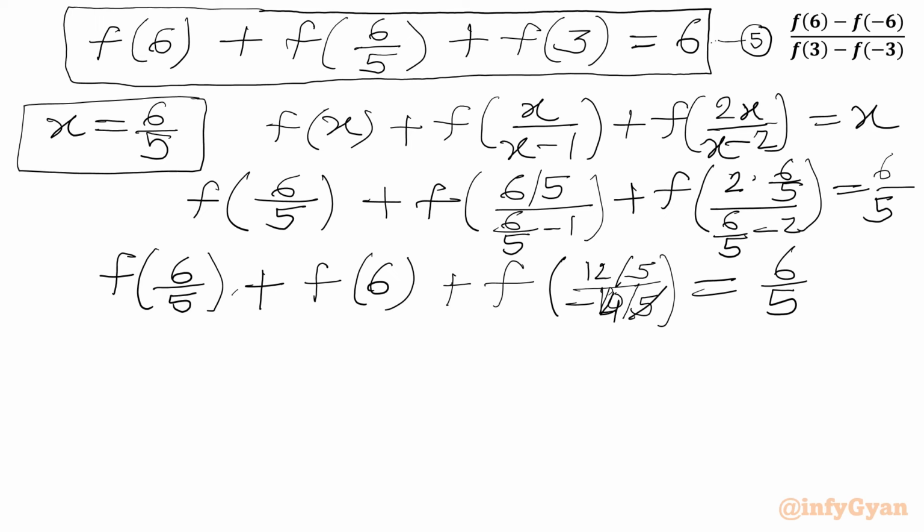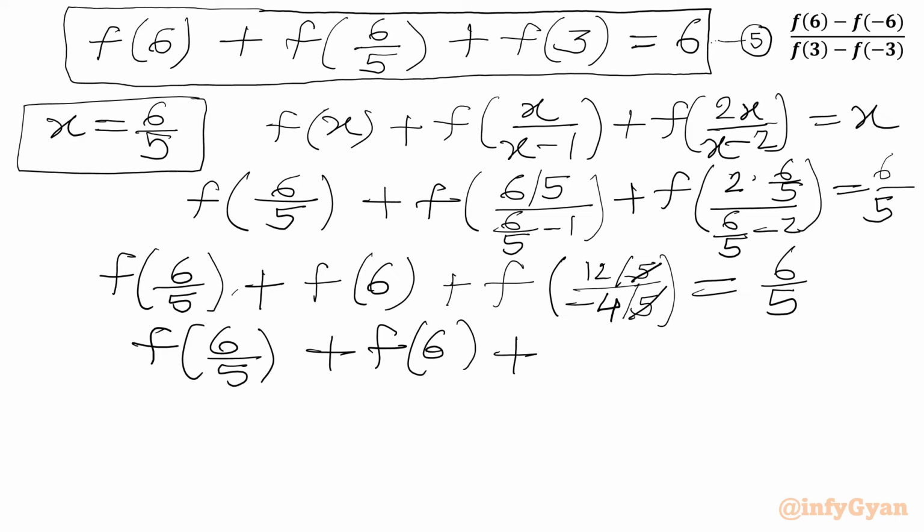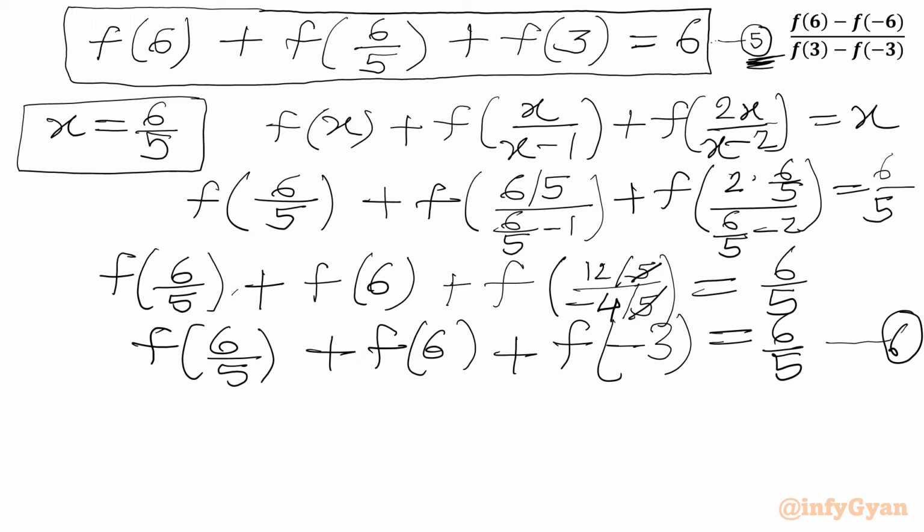Now we can cancel 5 with 5. 12 over minus 4, we will write minus 3. So we will get f(6/5) + f(6) + f(−3) equal to 6/5. And this equation we will call equation number 6. This was equation number 5, and this is equation number 6.